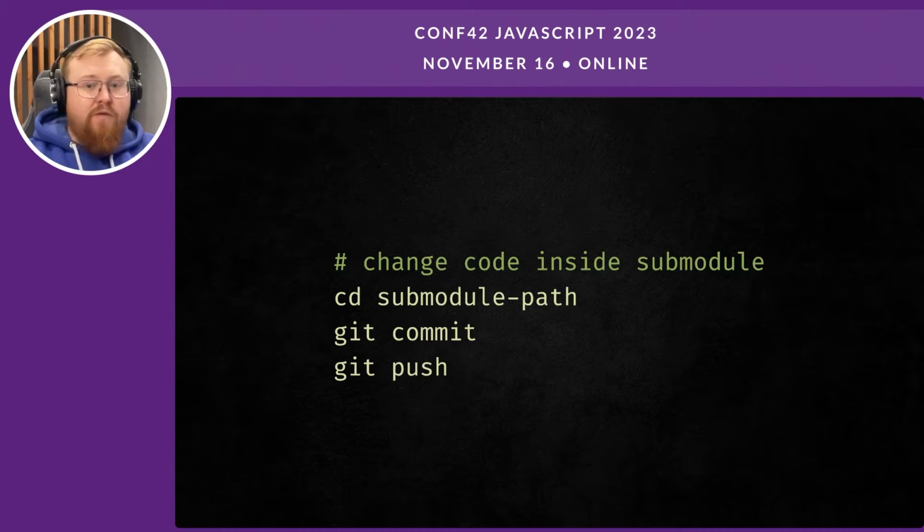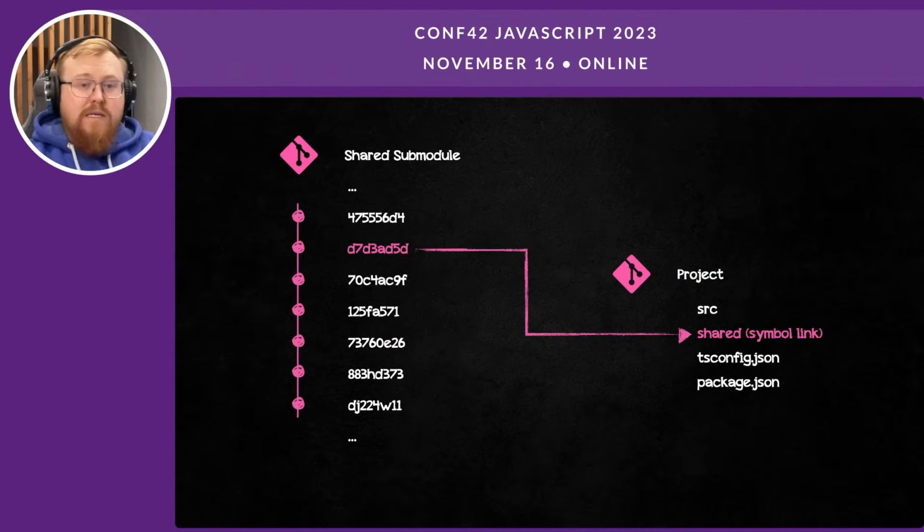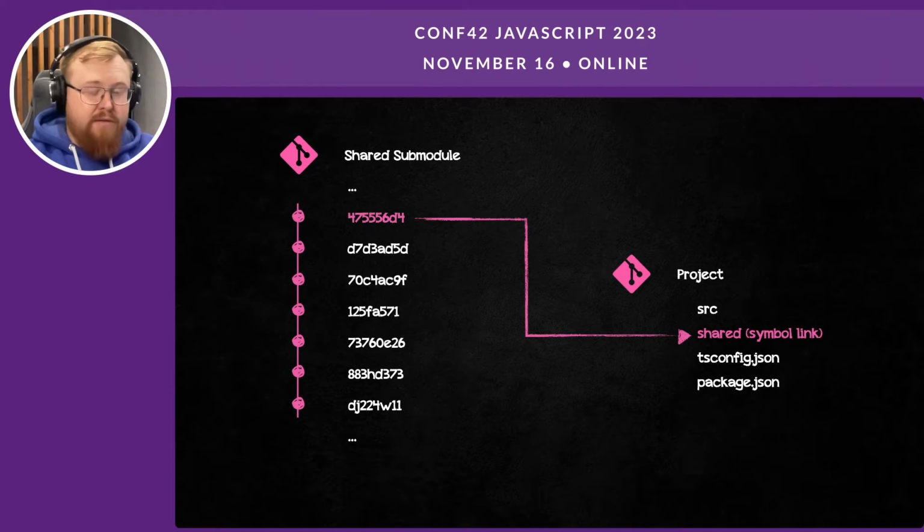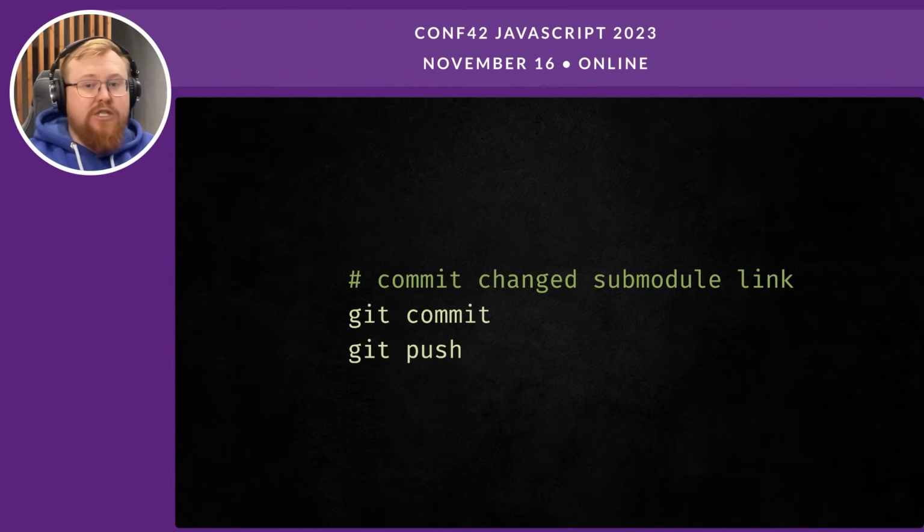As I mentioned before, submodules are just like regular Git repositories. So if you make changes to files within the submodule, you need to execute the following commands to save the changes: cd submodule path, git commit, git push. Once you commit changes in the submodule, the symbolic link in your parent repository will also automatically update to point to the latest commit you made. And to avoid losing these changes, you now need to commit the changes in the parent repository as well. It's the same process: git commit, git push.